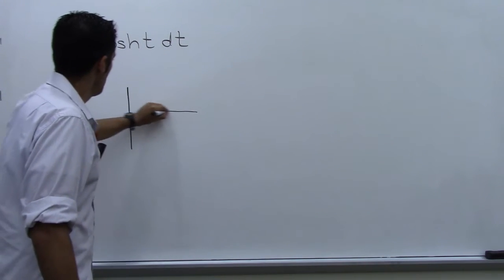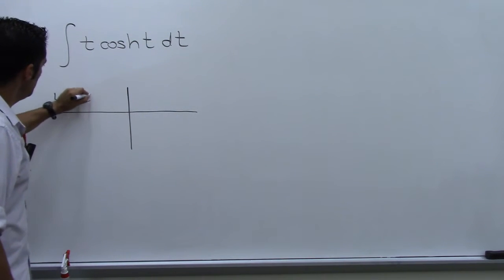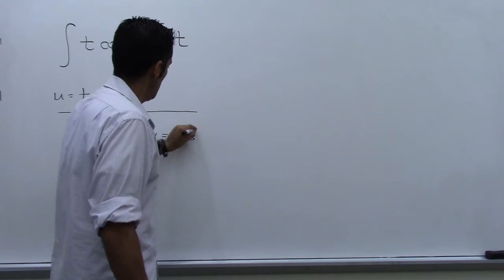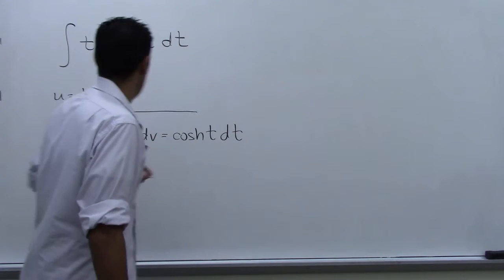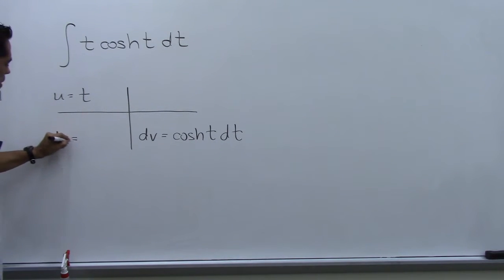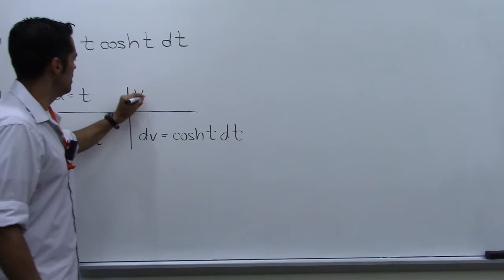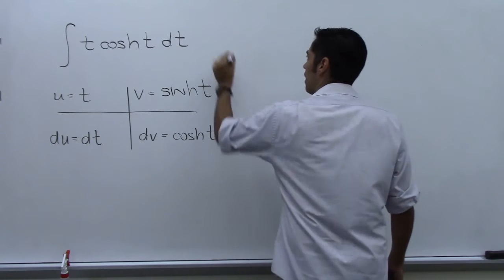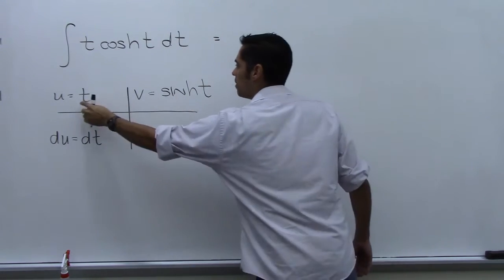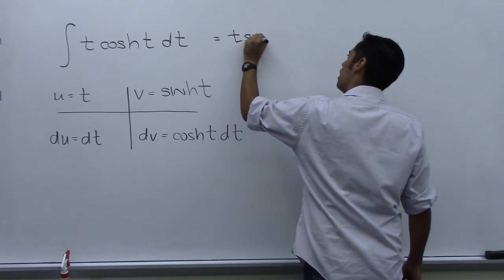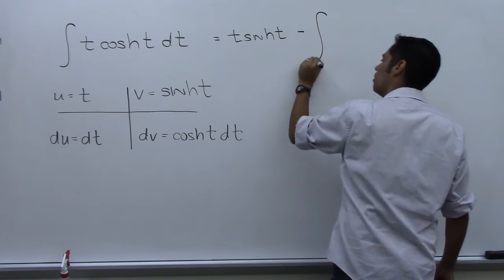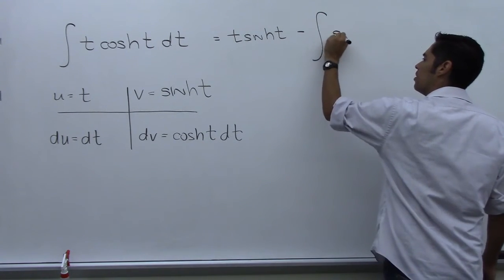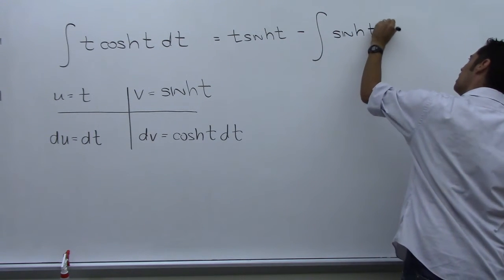So u is going to be t, dv is everything else we see up here, which is the hyperbolic cosine function, dt. The derivative of u is just dt. The antiderivative of cosine hyperbolic t is the hyperbolic sine t. And now this will be equal to uv, so this times this. So t hyperbolic sine t minus the integral of just these two multiplied, v du, which is hyperbolic sine t dt.